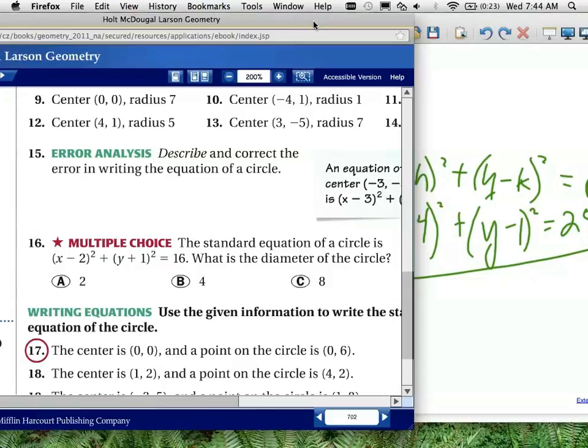What did I just say? Diameter. The radius is 4, so the diameter is 8. So be careful: you can of course read the words. If you said the square root of 16, your thinking is right, which is 4, but it says diameter, so you double the radius.